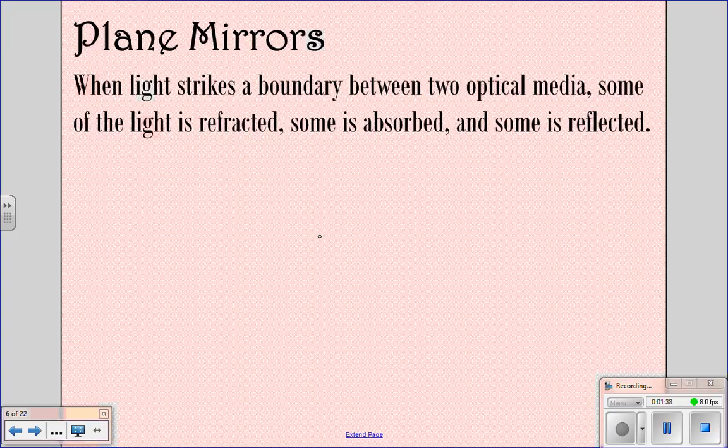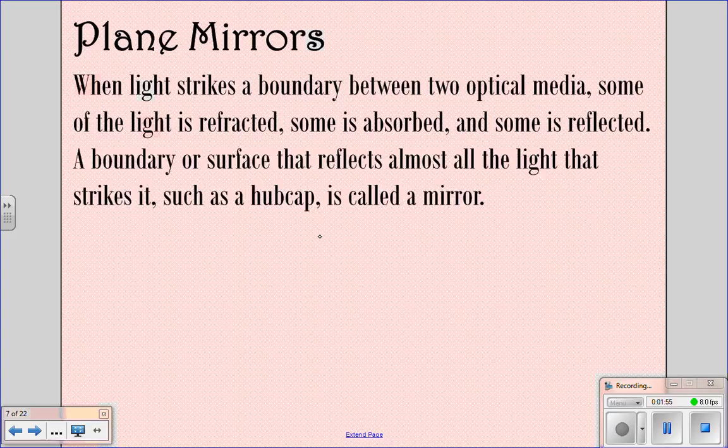Whenever you have light strike a boundary between two optical media, some of the light is refracted, some of it is absorbed, and some of it is reflected. So anytime you have light striking a boundary, you can have some that's refracted, some absorbed, and some reflected. A boundary or a surface that reflects almost all of the light that strikes it, such as a hubcap, is called a mirror. So if it reflects almost everything, that's going to be called a mirror.